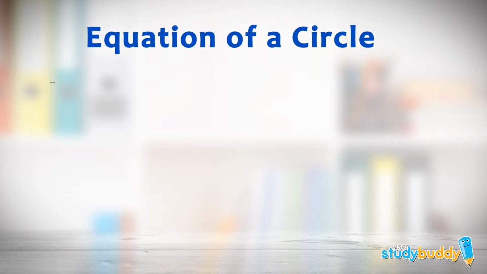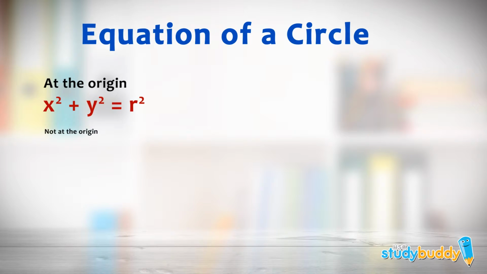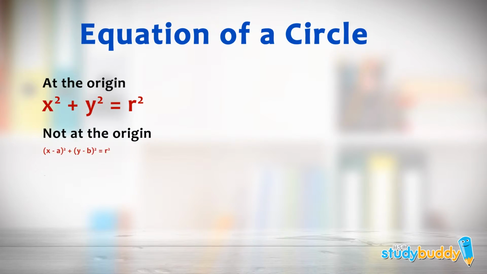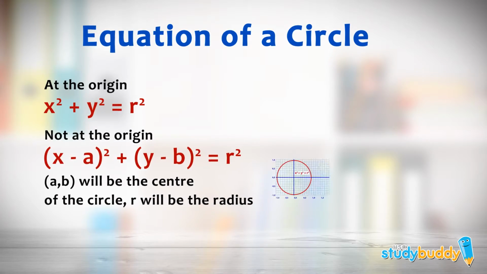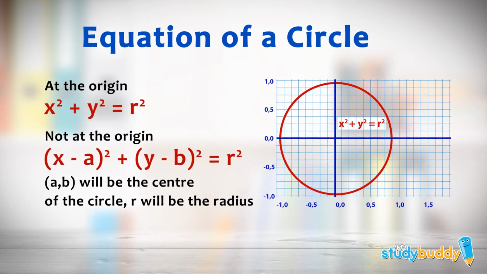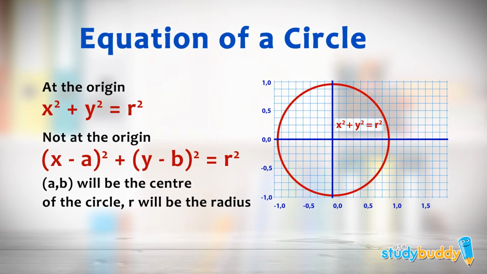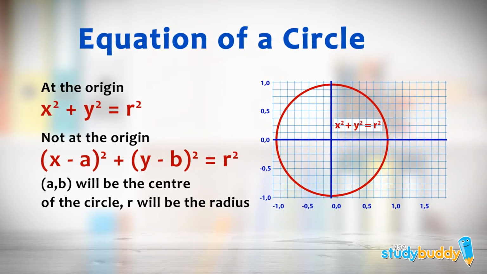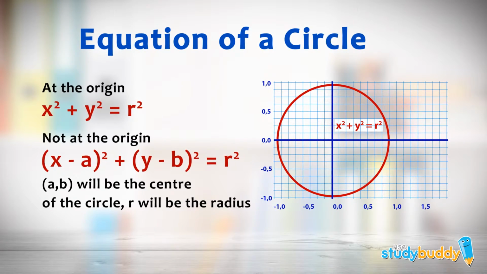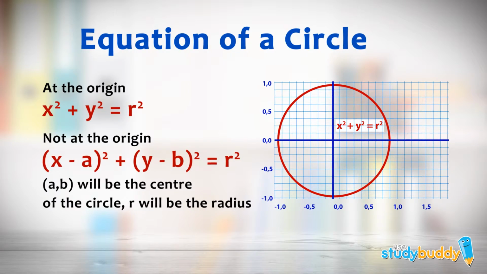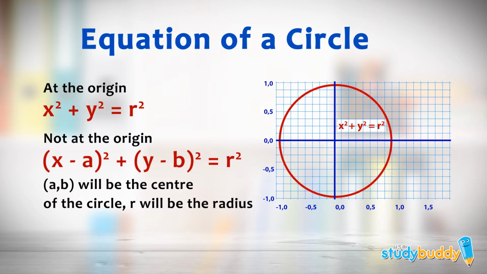Moving on to the equation of a circle, we know that if the circle's at the origin, we've got x squared plus y squared is equal to the radius squared. So if we're given that line, we simply square root the numerical value over here, and we can find the radius of that circle. If your circle is not at the origin, the formula rearranges to give (x minus a) squared plus (y minus b) squared equal to the radius squared. And here, if we've got the circle in this simplified form, (a, b) will be the centre of the circle, and again r will be the radius.